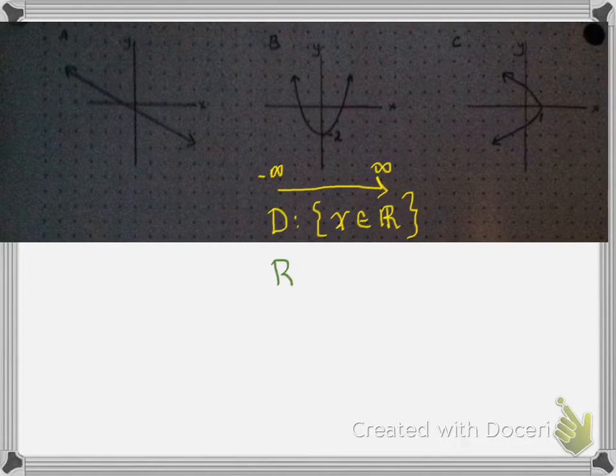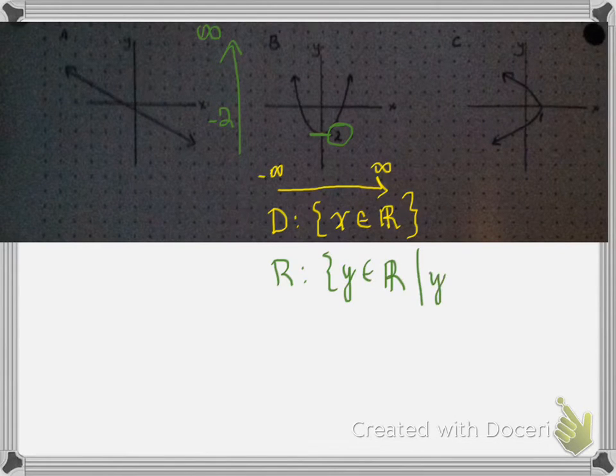The range is going to be, let's see, it starts here and goes on forever. So it actually starts at -2 and goes on forever. And because it starts at -2 and goes on forever, it has a hard start. So in this case, we actually have a value that it starts at, and it goes on forever. So y belongs to real, such that y is greater than or equal to -2. So it starts at -2 and goes on to infinity. So all the y values are greater than or equal to -2.